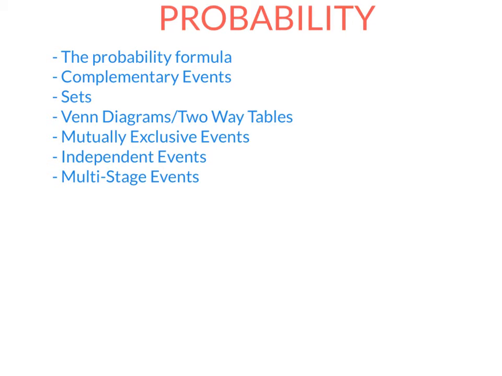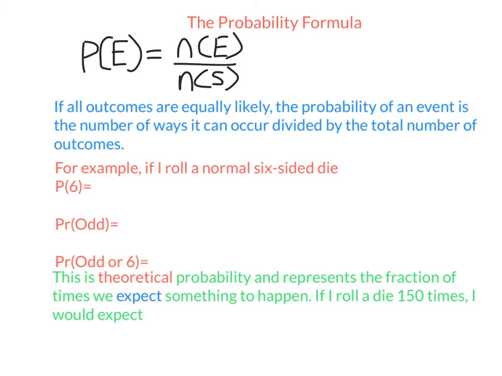So I've put on your screen all of the topics that I'm going to cover in this video. Let's start with the probability formula. The probability formula is one that's very commonsensical. This is the formula. It says the probability of an event is the number of ways it can occur over the total number of outcomes.